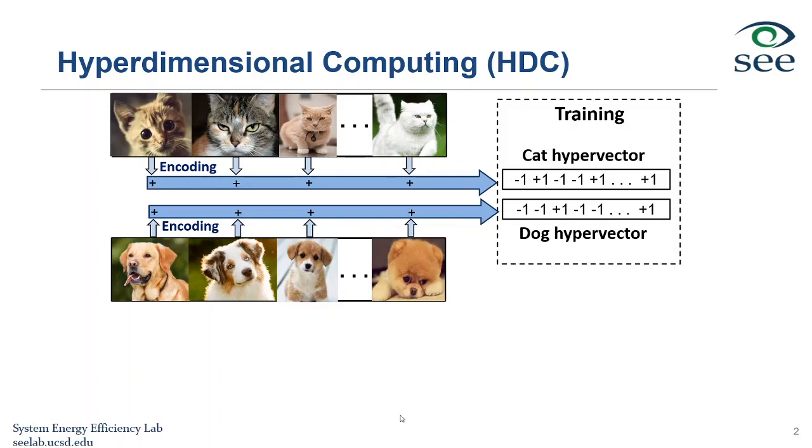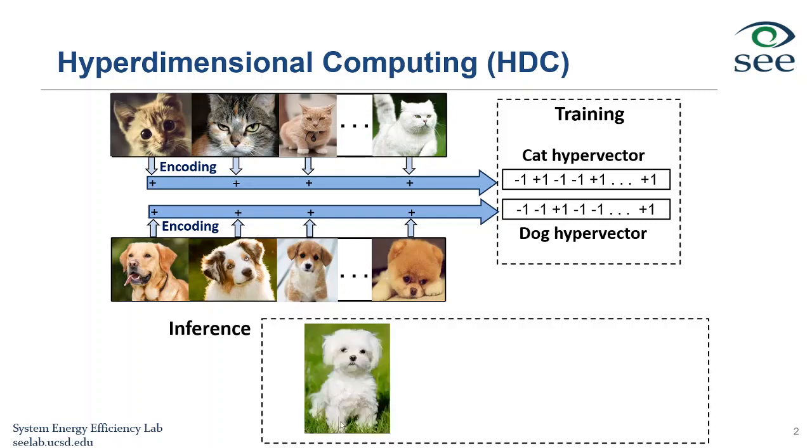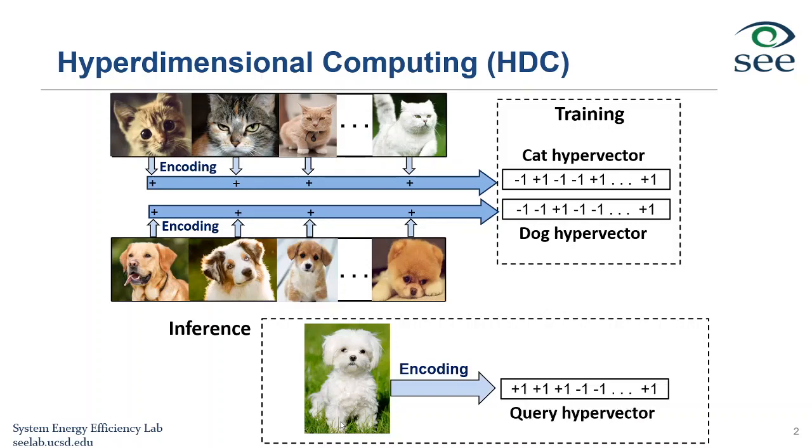To perform inference, we first encode the sample image into a hypervector using the same encoding used during training. Then we perform a similarity check to find the most similar class hypervector. This similarity check can change based on the data representation. For instance, floating point values might utilize cosine similarity, while binary ones may use Hamming distance.